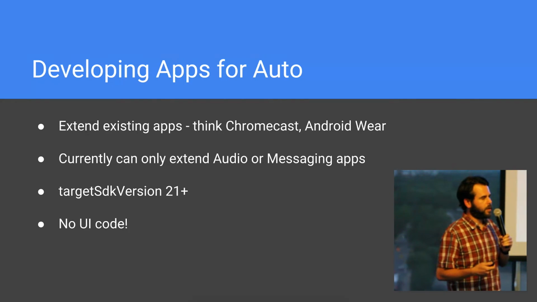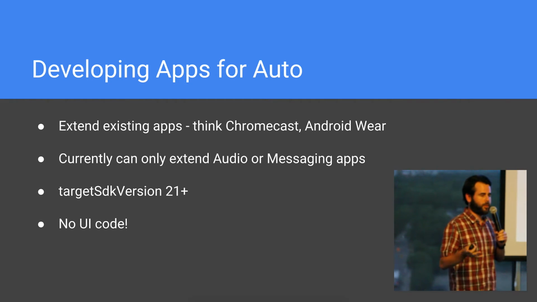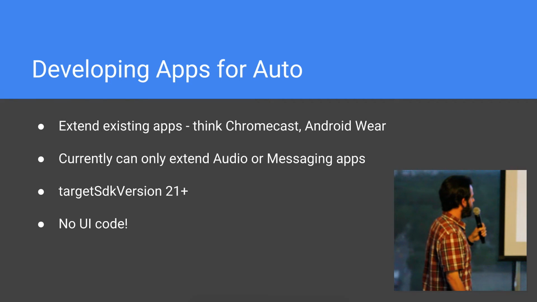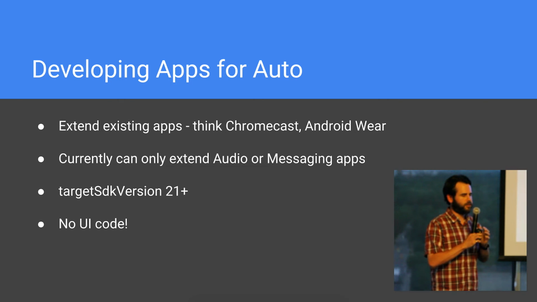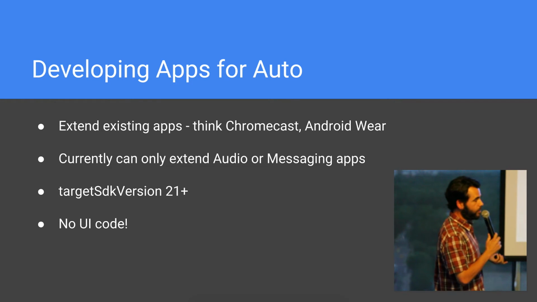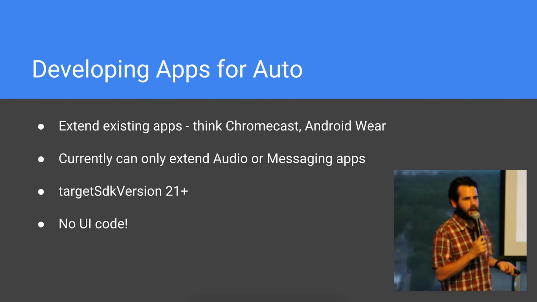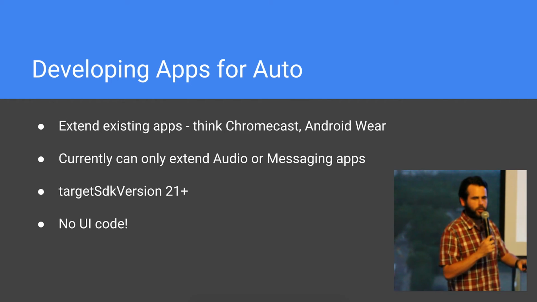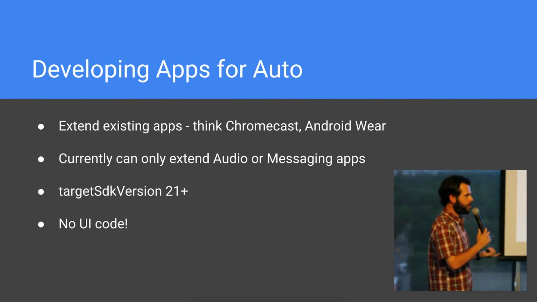So you've got an app, you want to extend it to Auto. You basically just take your existing app and add a few bits and pieces that will let Android Auto pick it up and get it working. Currently, you can only extend audio and messaging apps. So you can't play Angry Birds while you're driving or something like that. But if you've got a music player, or if you've written a WhatsApp competitor or something like that, then you can very easily extend it to Android Auto and do all the things that I was just showing you a couple minutes ago. Your app has to be targeting 21 plus, which is Lollipop and above.